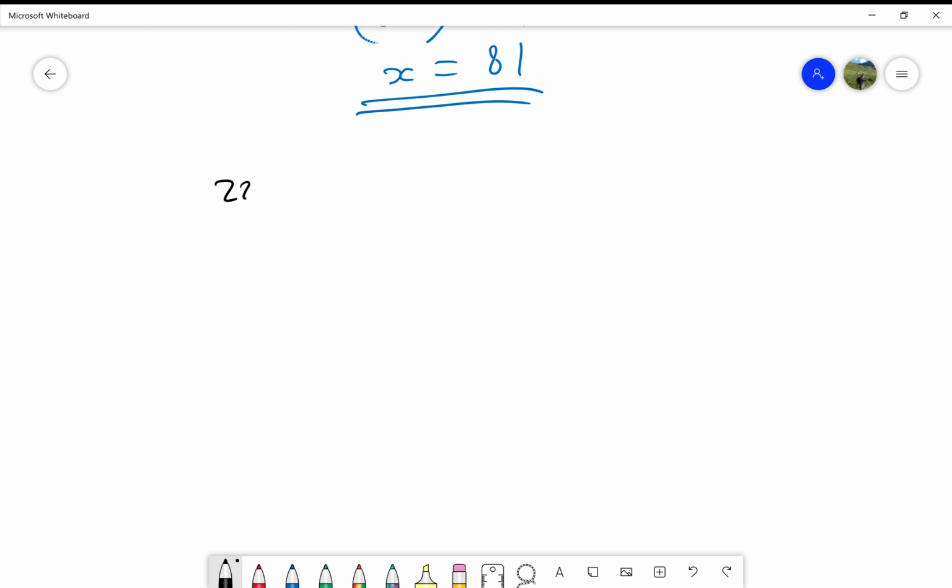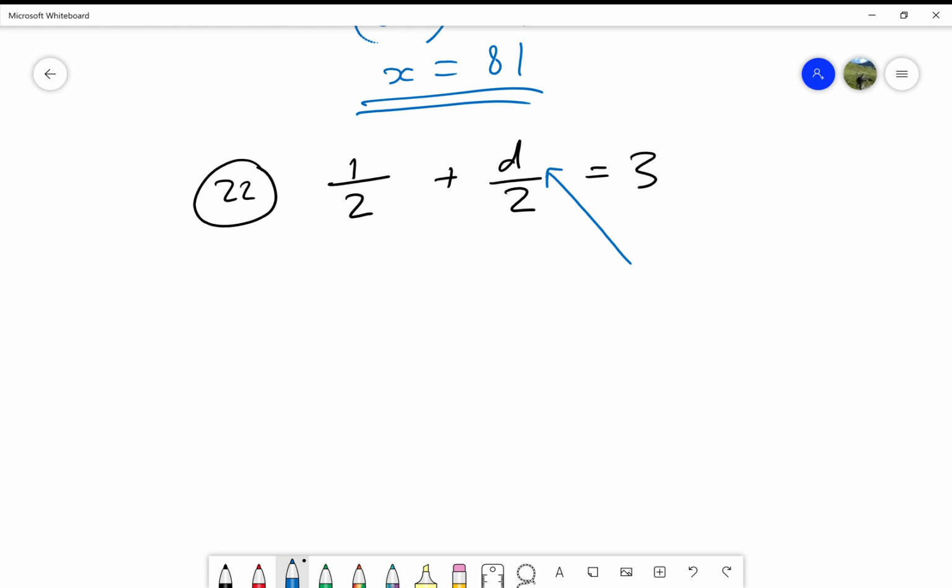Question 22. Okay, have a go in your own time at this question. I'm going to do it by inspection. d must be 5, because a half plus 5 over 2 is 6 over 2, which is 3.